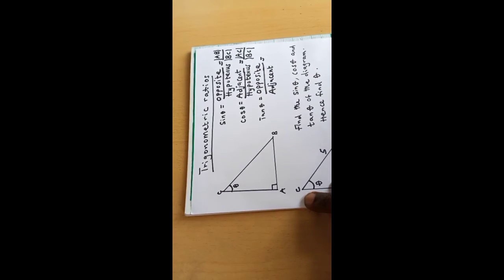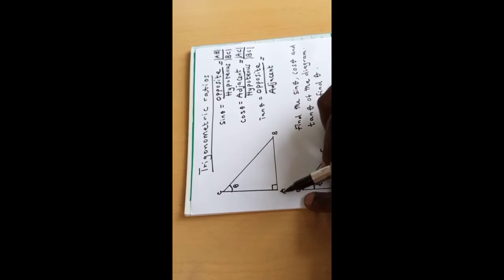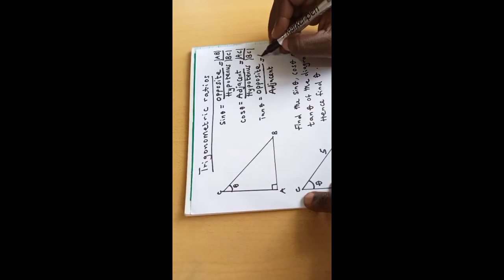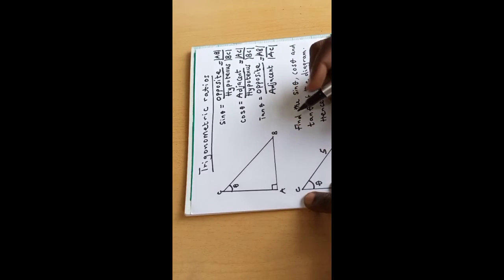And that is going to be tan theta, opposite over adjacent. Opposite is AB, and adjacent is AC. So divided by AC. Very important over here. We must take note of this.